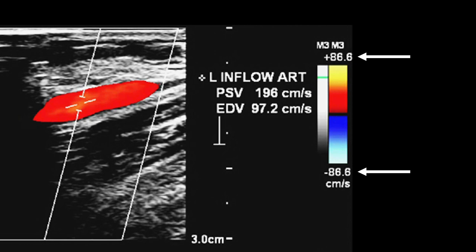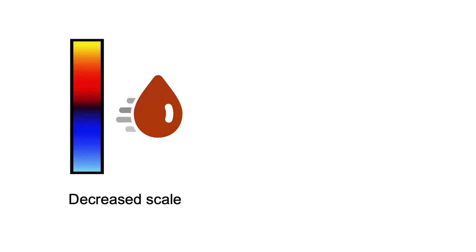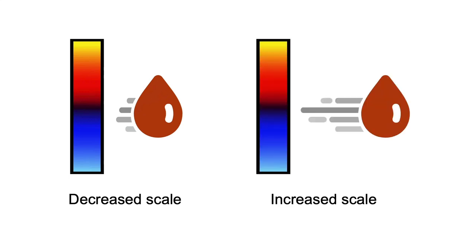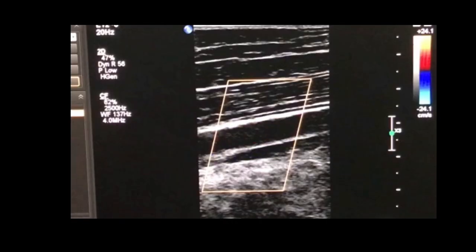The red color on the scale accounts for blood flow away from the heart, and blue for flow toward the heart. Both directions will have a set minimum velocity of 86.6 centimeters a second. The black line in the middle of the scale represents no velocity, or more specifically, no Doppler shift. A decreased scale will allow lower blood flow velocities to be translated into color, while an increased scale will only pick up high velocities. The video you're about to see shows color scale being adjusted.